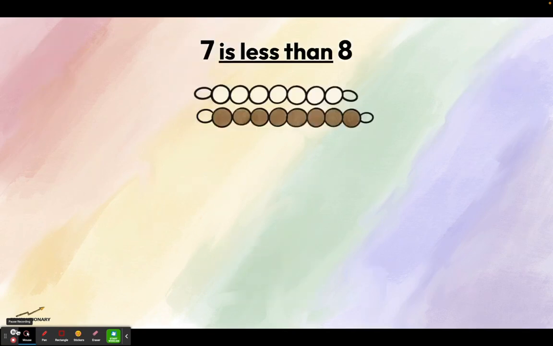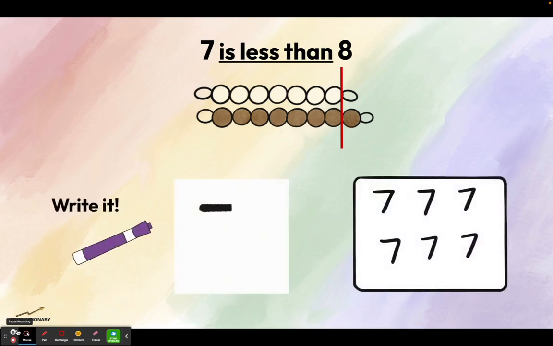And then since it's harder to tell with the bigger numbers, once again, on the next slide, we give them the answer. We say 7 is less than 8. We show the comparison, and then we have them write it.